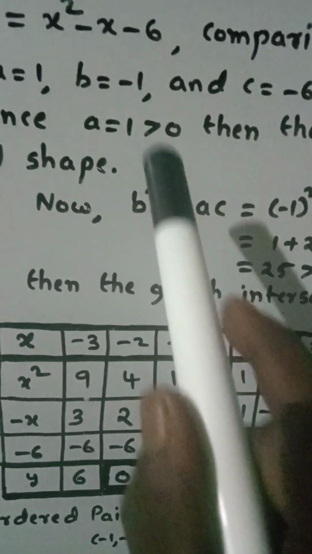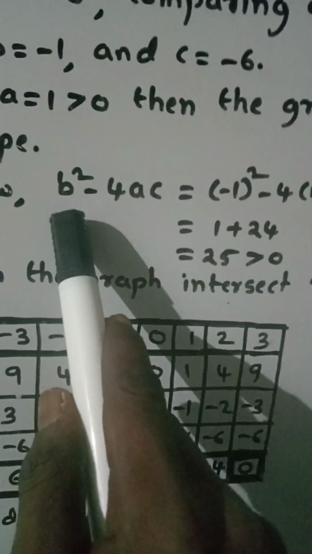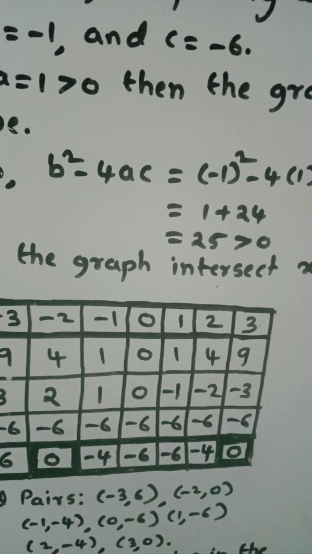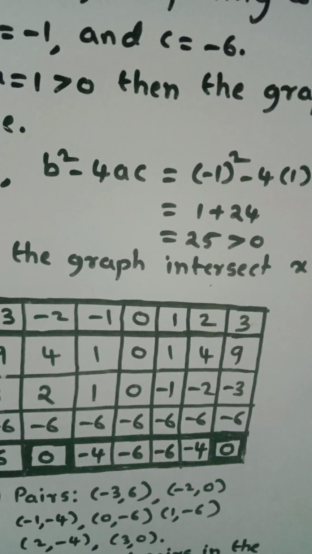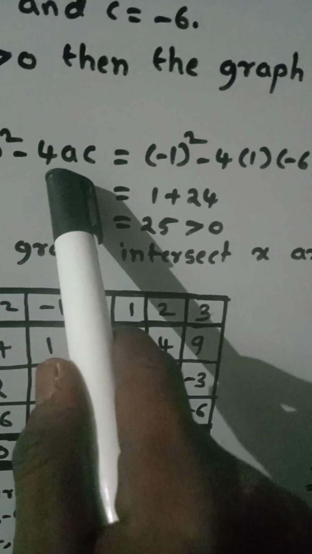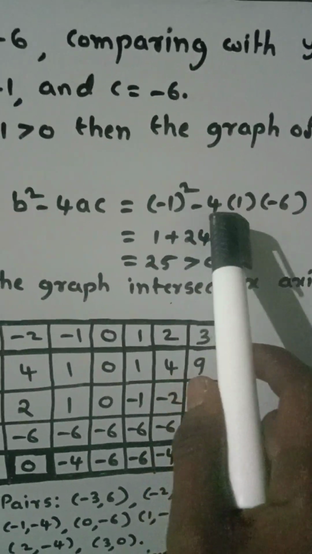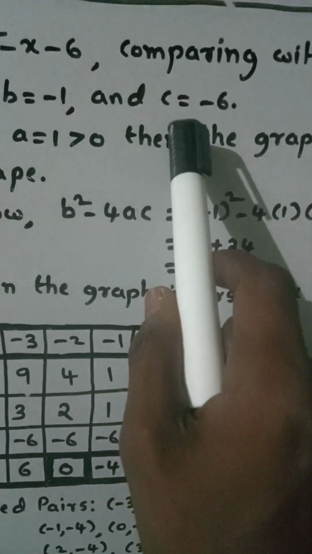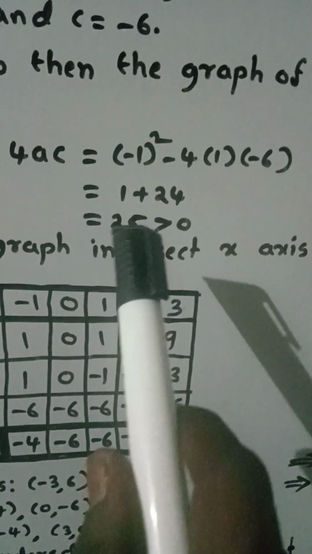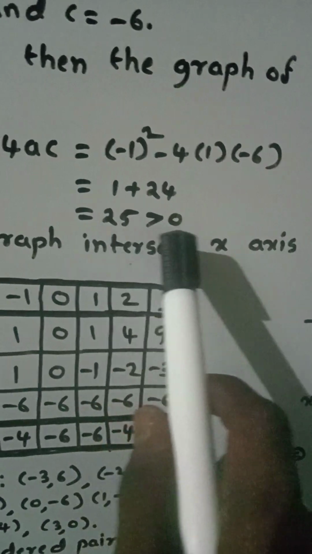After knowing it, now we will find its discriminant value, b square minus 4ac, because the nature of the zeros depends upon the value of the discriminant. Whenever you are drawing a quadratic polynomial graph, we must find b square minus 4ac. Here b is minus 1, so minus 1 square minus 4 into a, which is 1, into c, which is minus 6. Simplifying, minus 1 whole square is 1, and minus 4 into minus 6 is plus 24, so the total becomes 25, which is greater than 0.